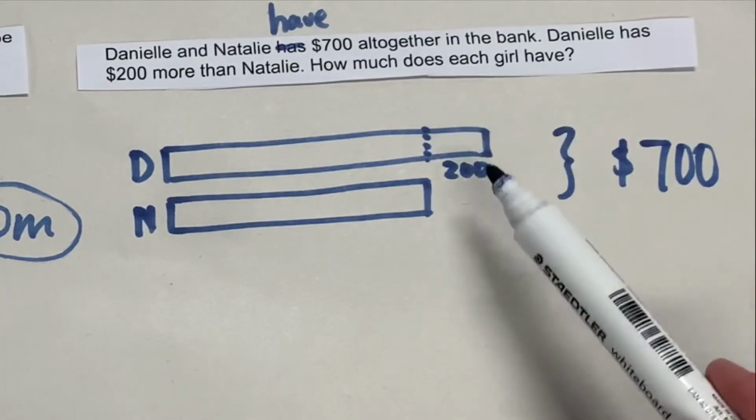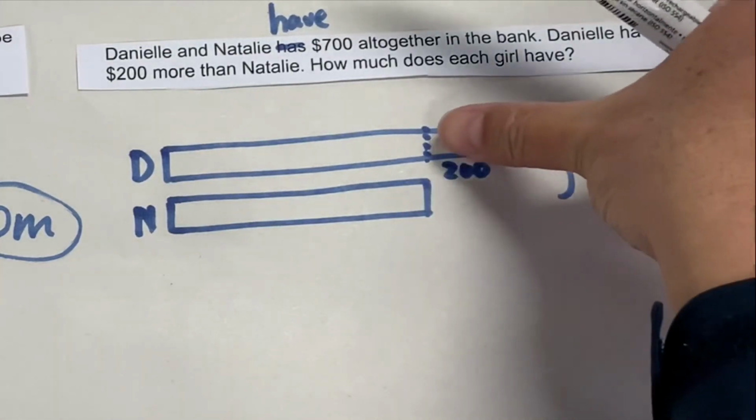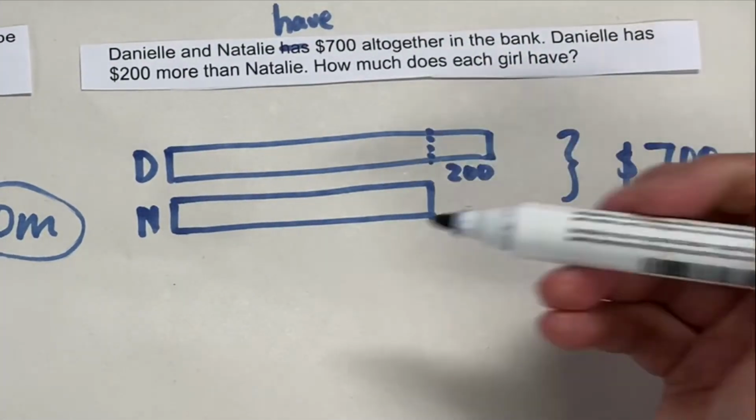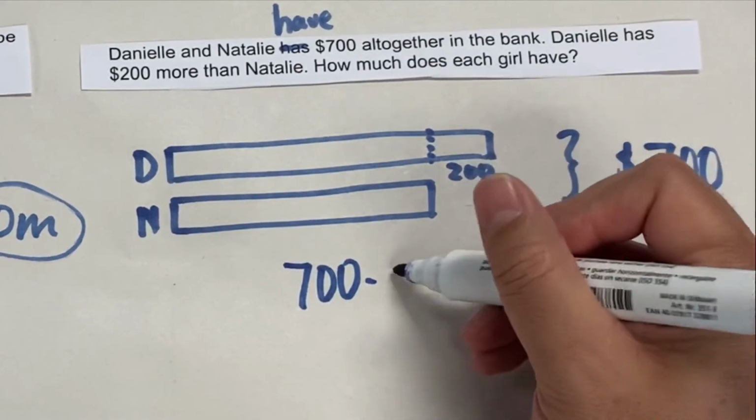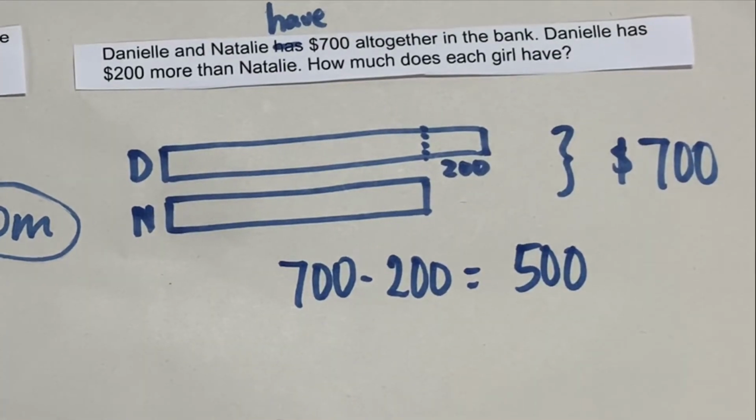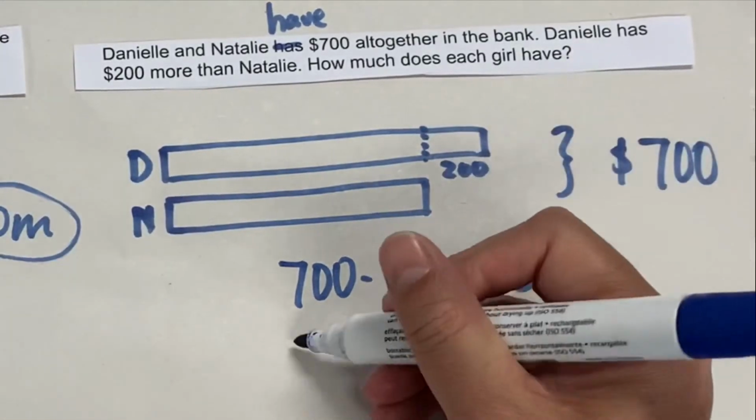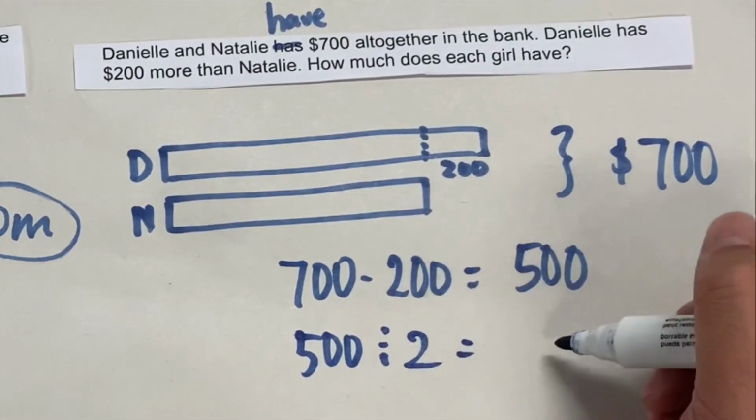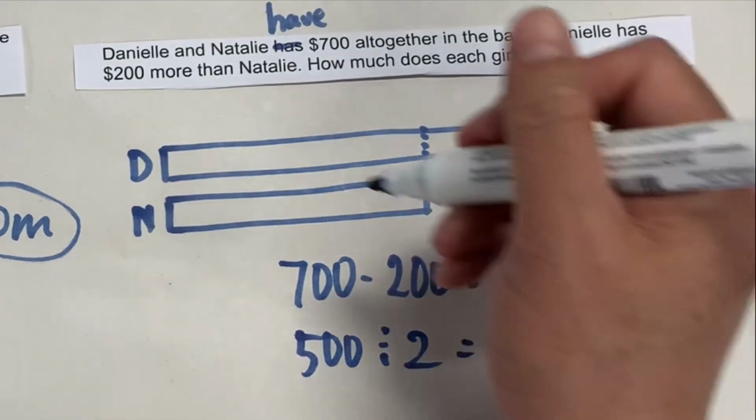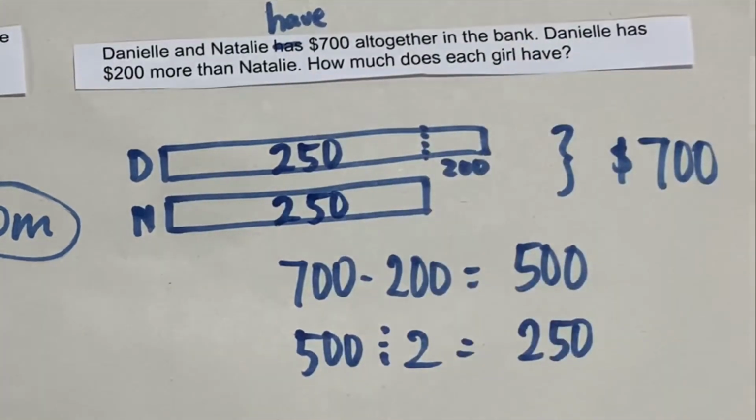So how did you go? If I get rid of this 200, they have exactly the same amount of money. So 700, take away 200, that's 500, right? They can share 500. So 500 divided by 2 is 250. Danny has 250. Nat has 250. Oh, extra 200. So Danielle has 450. Natalie has 250.